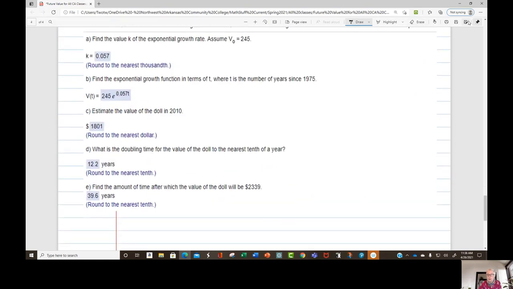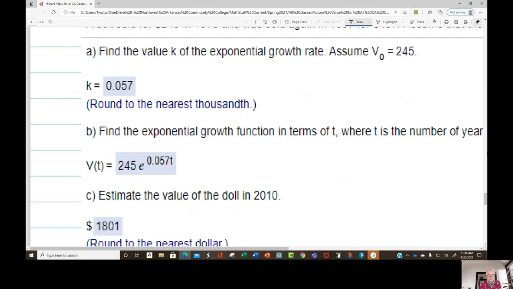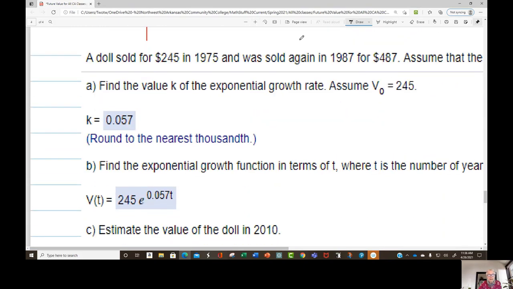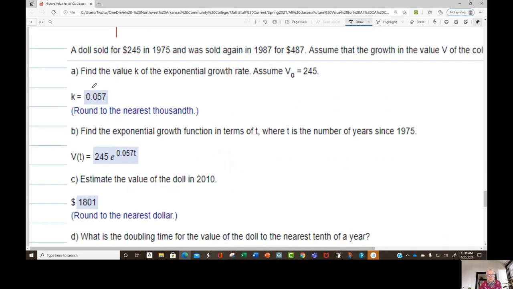And then the fourth version. Let me make it bigger. The fourth version deals with a doll. A doll, you know that people collect dolls, and there are some that are very valuable. A doll sold for $245 in 1975. So this is the original price and the original year, V-naught and T-naught. And was sold again. So this is the later year and the later price.